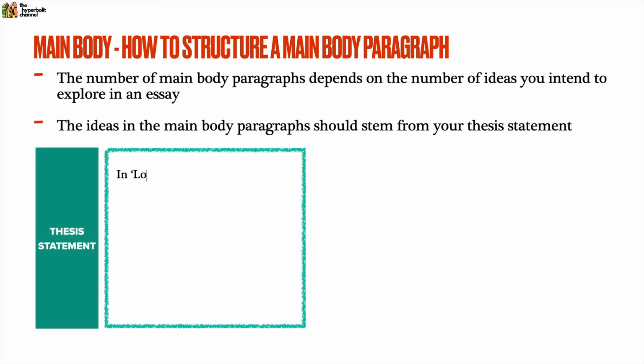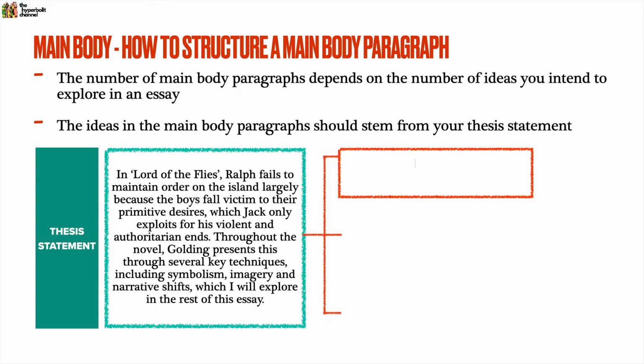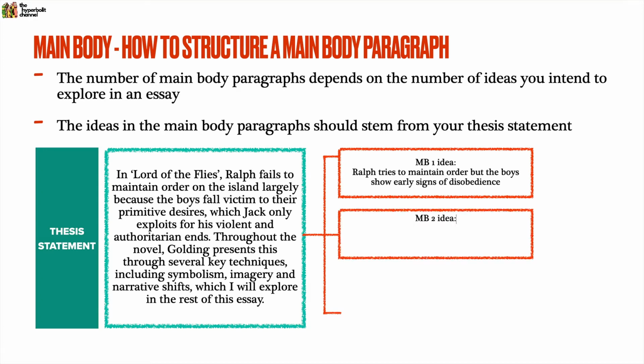Let's take a look at our thesis statement. Just to recall, this is our thesis statement, which we had formulated. And from this, you can branch out into three related ideas. The first idea would be that Ralph tries to maintain order, but the boys show early signs of disobedience. The second main idea is that as Jack's temptations of meat and hunting grow, the boys gradually start losing their civilized consciousness and give in to their baser desires.